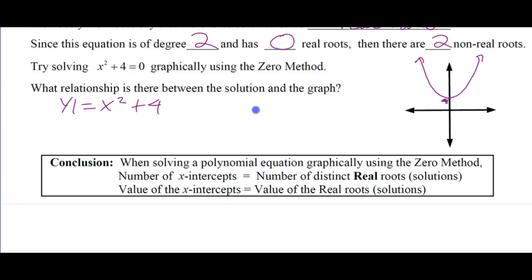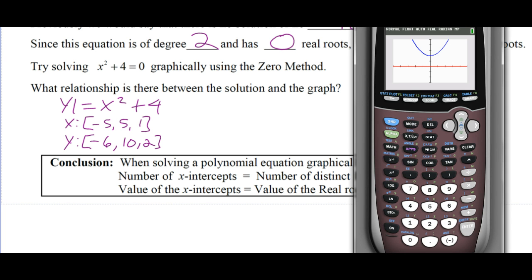What am I doing? I'm graphing y1 equals x squared plus 4. I'm using an x window of -5 to 5 by 1s, using a y window of -6 to 10 by 2s, okay, and that was enough to show us what's going on. And we could adjust the window so you could see a bit more, but why bother?